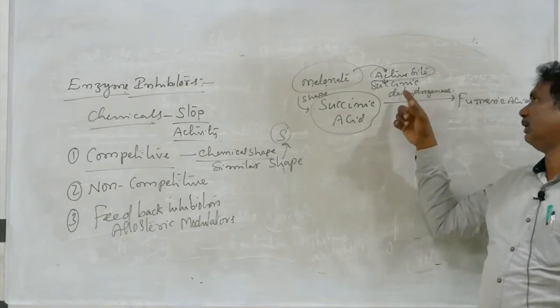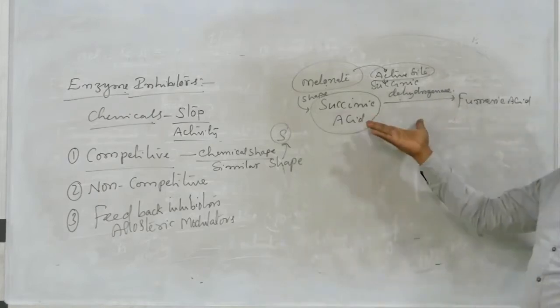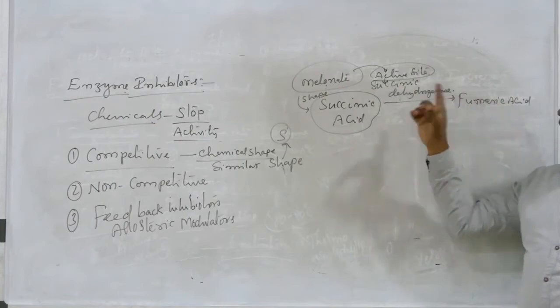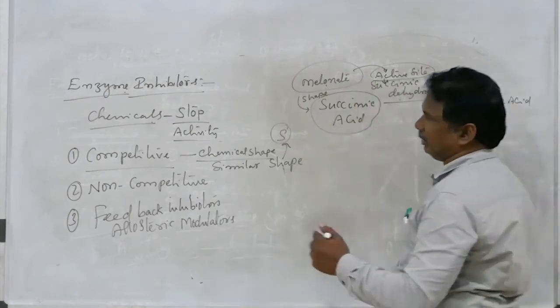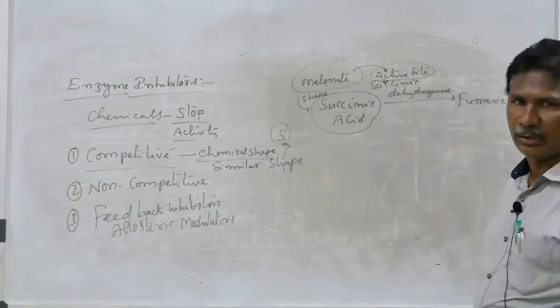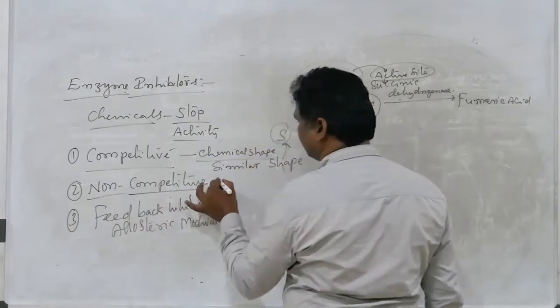So it stops the function of the succinic dehydrogenase. Hence that succinic acid does not convert into fumaric acid. That type of inhibitors are called competitive inhibitors. So second one, non-competitive inhibitors.